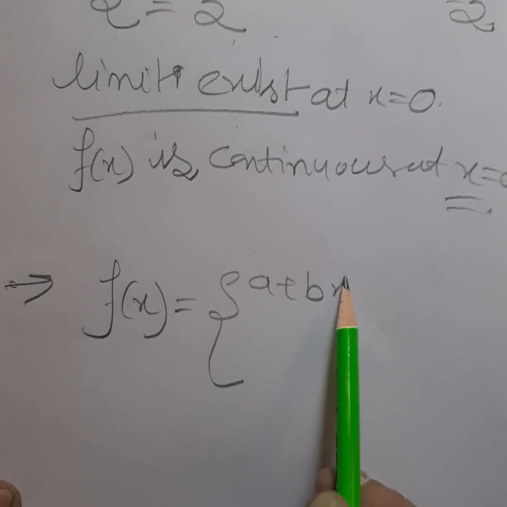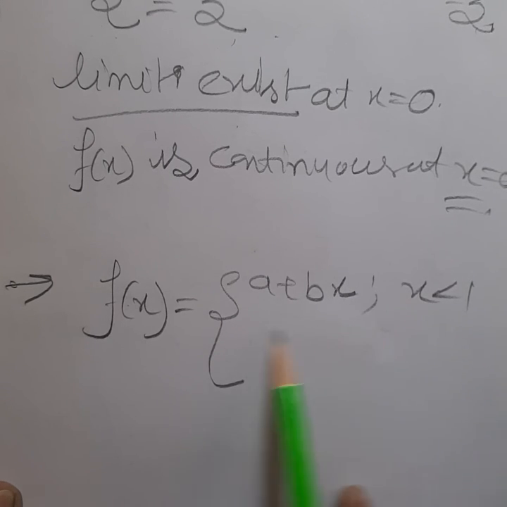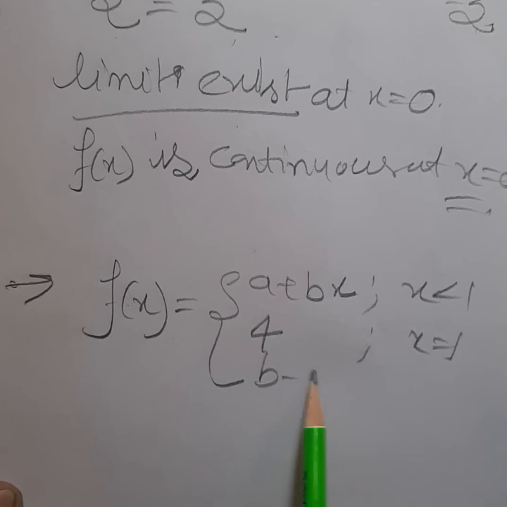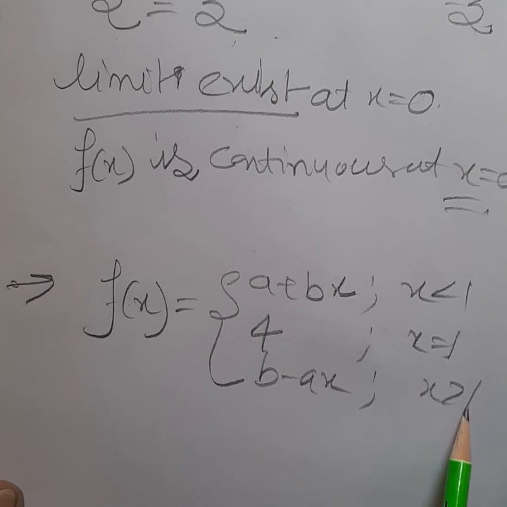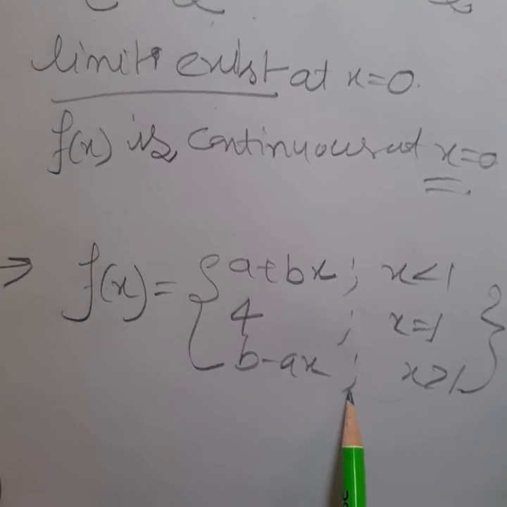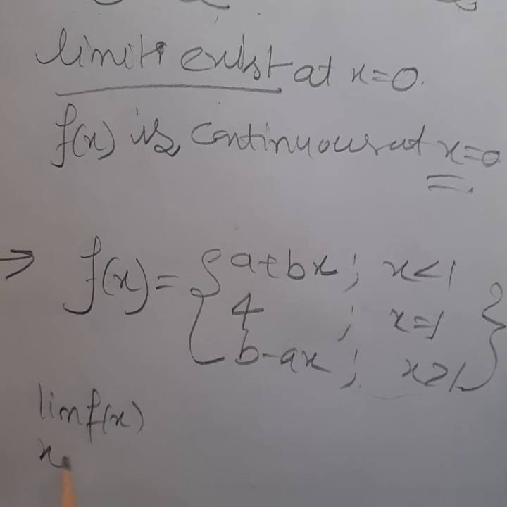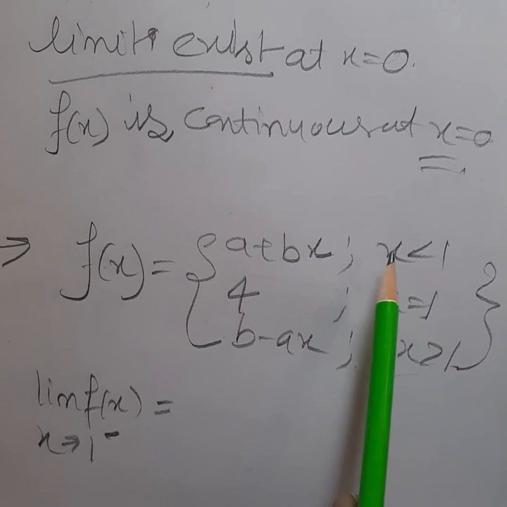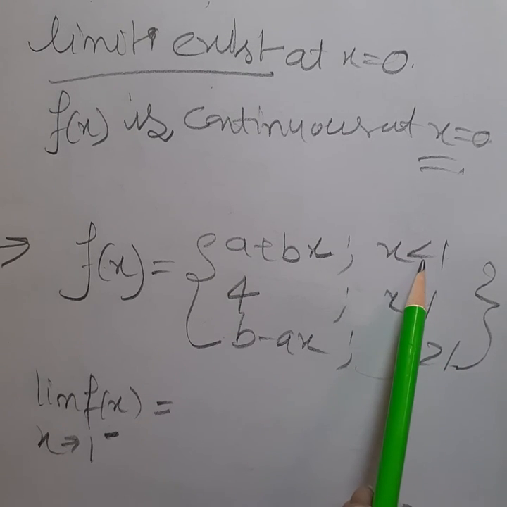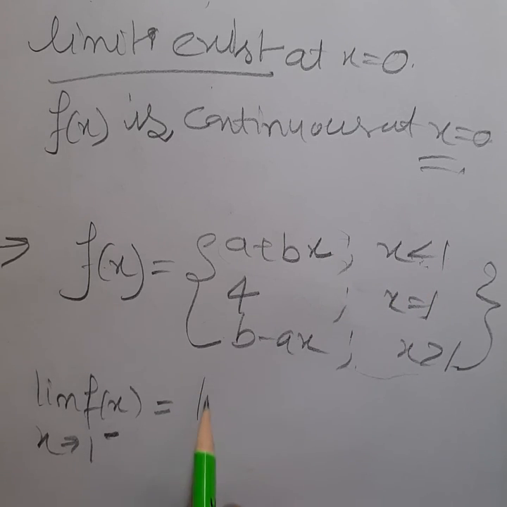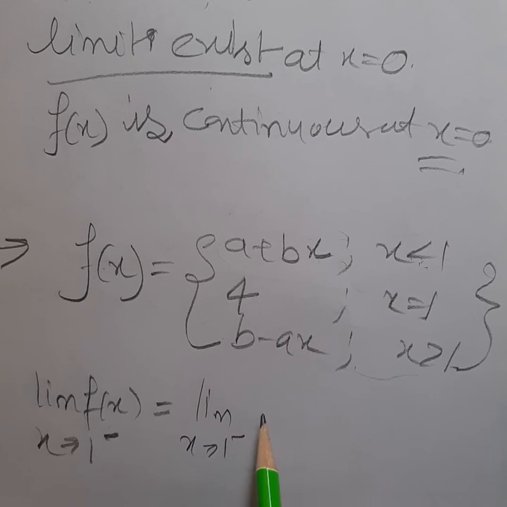We are given a plus bx when x is less than 1, 4 when x is equal to 1, and b minus ax when x is greater than 1. How can we solve it? In the previous way, first of all we write the limit of f(x) as x tends to 1 negative. For 1 negative we take x less than 1 because we have to take the left hand limit. So for the left hand limit you have the function a plus bx.